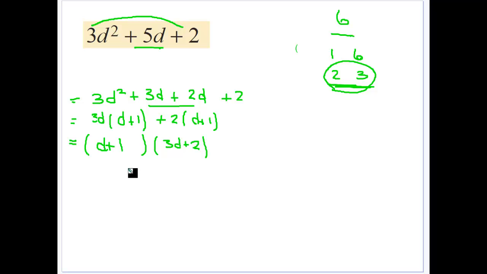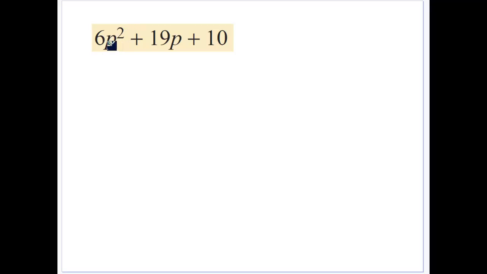So that's the trick we're looking to do, and 3D and 2D can be set around any order there. It could be 2D plus 3D. It works better if it's 3D plus 2D because we're able to factorize that as a pair and that as a pair. Let's have a look at another example.